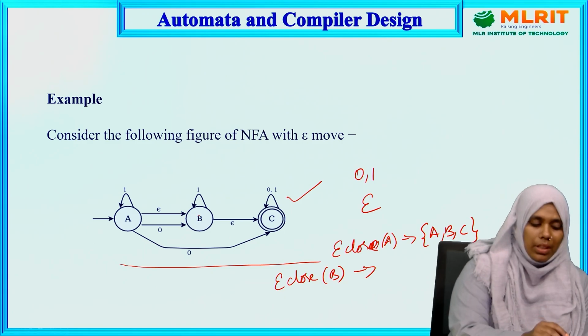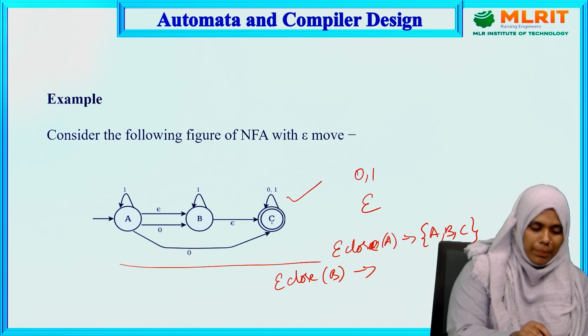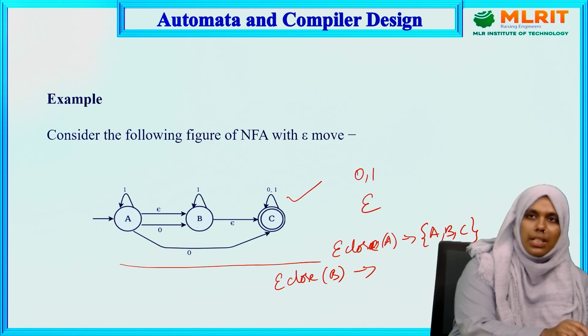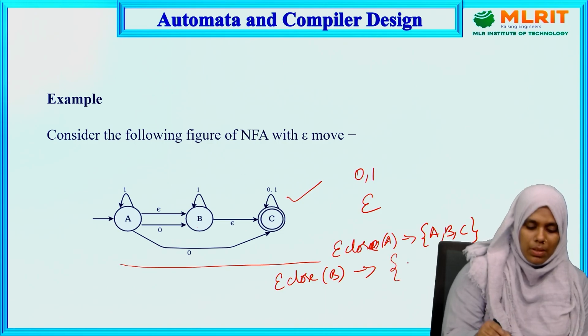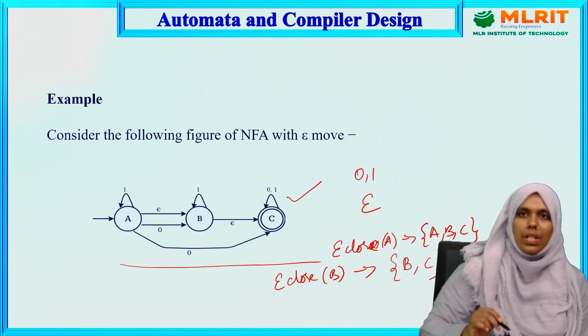So when we talk about the epsilon closure of B, B is moving to C. Is C going to some other state? No. Then what will the epsilon closure of B be? It will be simply B, C.